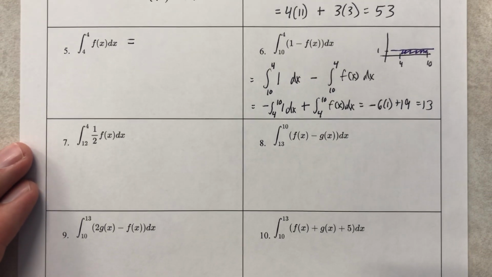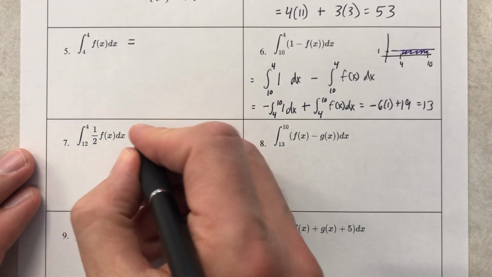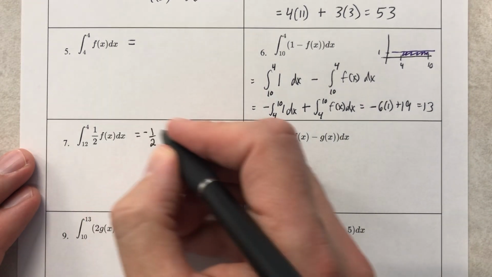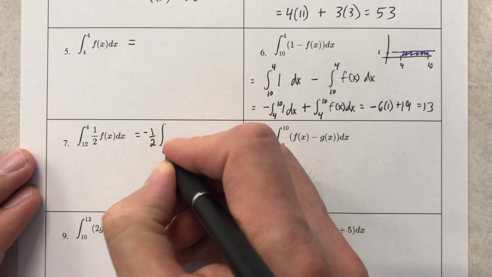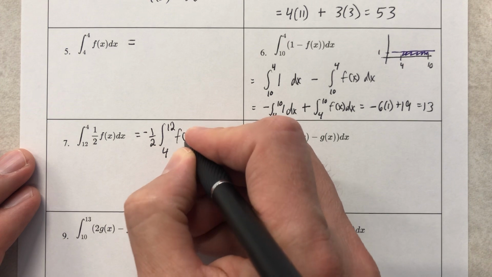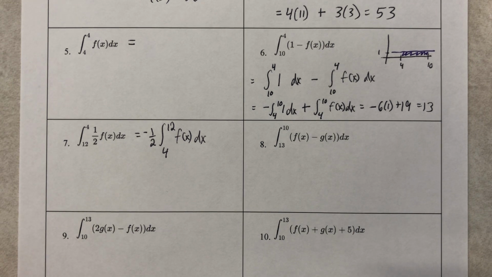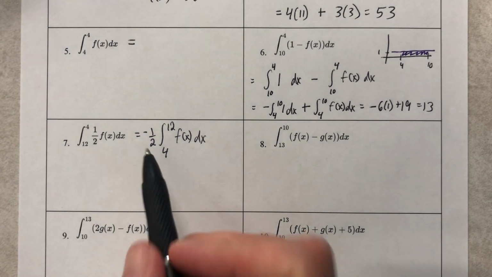All right, number 7, couple things I noticed. We can factor a 1/2 out. Also, this thing is in the reverse order that it should be, so we're going to turn that around and change the sign. F of x dx. And we want the area from 4 to 12. Okay, well, we want negative half the area from 4 to 12. We don't know what that is, actually. We haven't found it. We have no clue what that is. So we're going to find it, and we're going to do negative half of it.